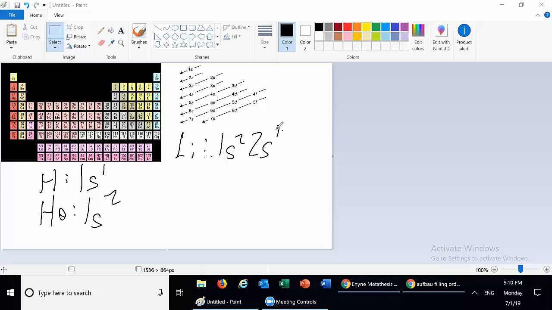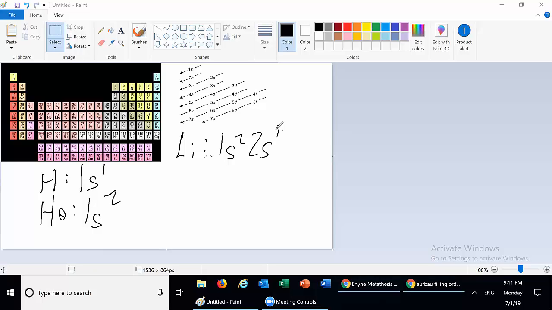Wait, excuse me. Why can there be 2 electrons in a 1s orbital? Well, remember that you're right that there's only one 1s orbital. But each orbital can fit 2 electrons because the electron spin is either plus or minus 1/2. So we can put a plus 1/2 electron and a minus 1/2 electron in the same orbital. There's only one possible value of m sub l.